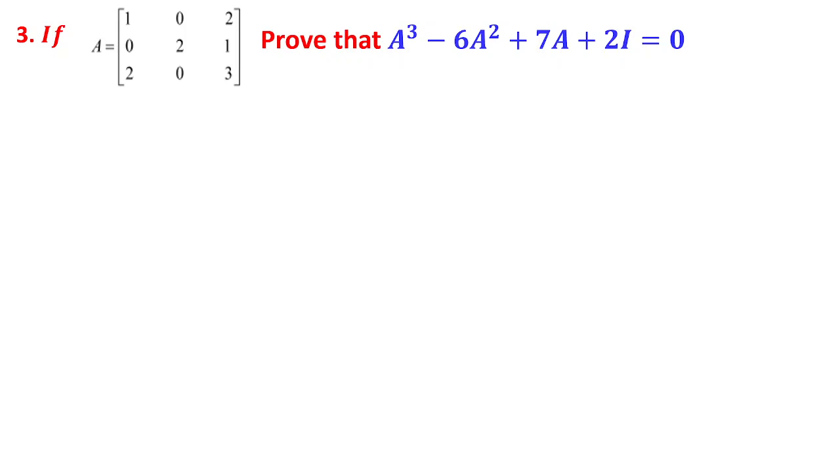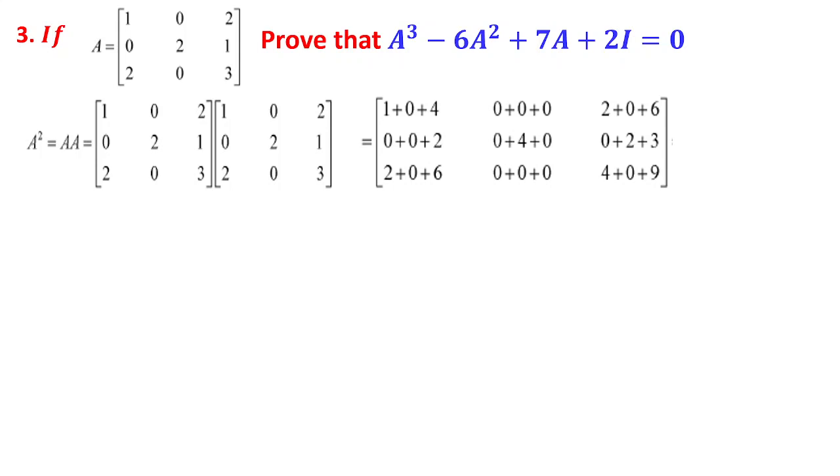But we have to simply prove it. Very simple. Find A square, find A cube, find A, put it in the equation. But remember, this I which is there will be either an identity matrix of order 2 or 3 accordingly. If A is given as order 3, I also will be of order 3.